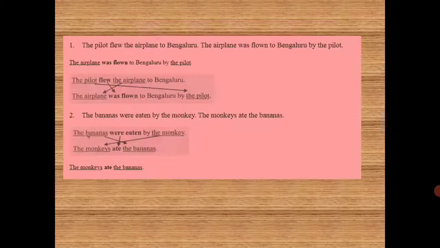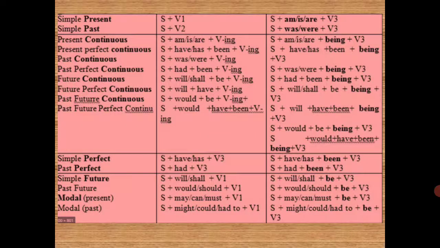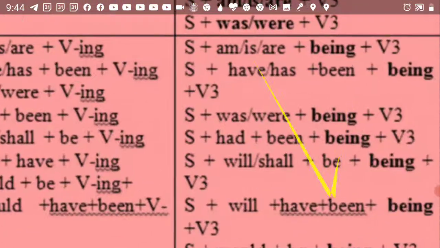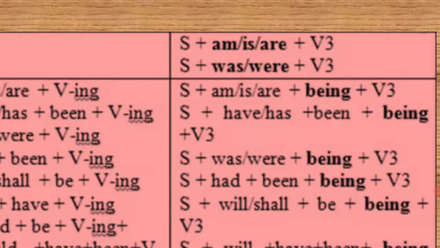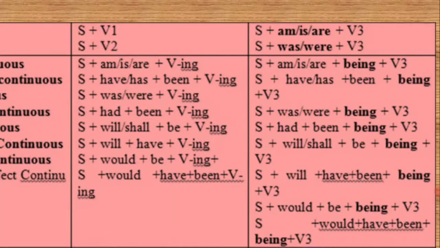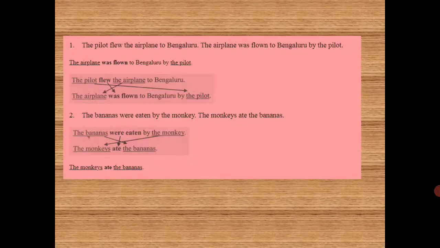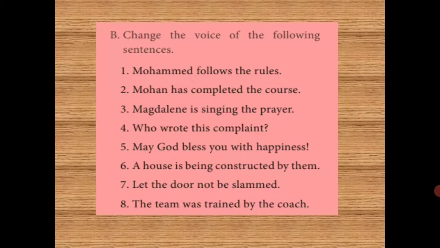Follows is the present form, so the rules. If you check the present form, we use am, is, or are, any one of the auxiliaries. The word rules is plural, so we take are. The rules are followed. Verb 3 of follow is follow, followed, followed. So the rules are followed by Muhammad. I hope you understand.